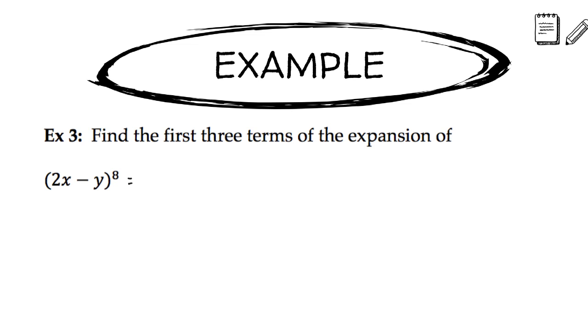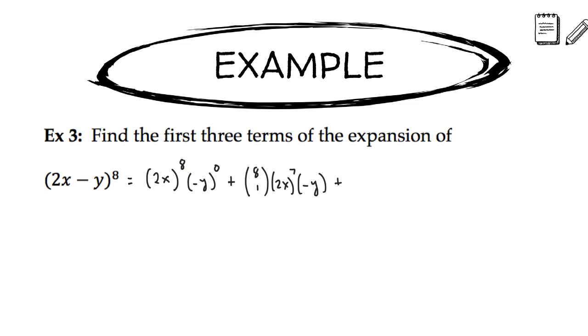I know the first term is going to have a coefficient from Pascal's triangle of 1, but then I'll have to take 2x, the first term in the binomial, and raise it to the 8th power, and multiply by a negative y to the 0 power. The next term is actually going to have something other than a 1 from Pascal's triangle. That's going to be an 8 choose 1 because it's in the 8th row and it's in the 1st position. And then it will have 7 powers of 2x and 1 power of negative y.